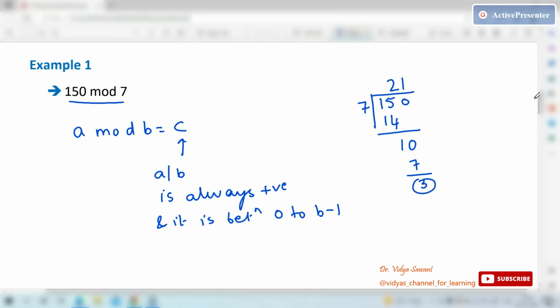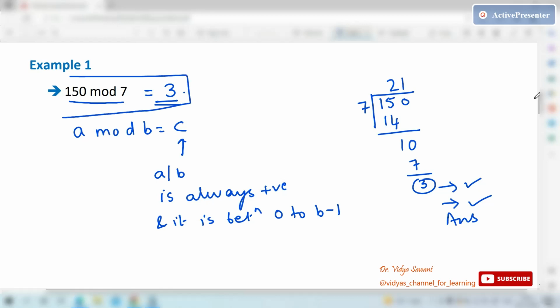My remainder is 3. So you have to check, is this number positive? Yes. Is this number between 0 to B minus 1? Now B in our case is 7, so B minus 1 is 6. So is this number between 0 to 6? Yes. Therefore, this is my final answer, and hence you write 150 mod 7 is equal to 3.